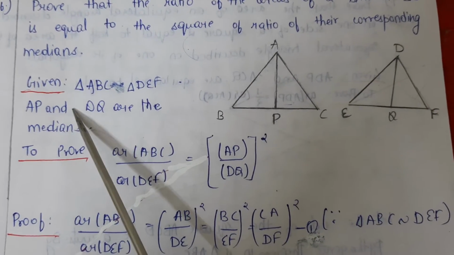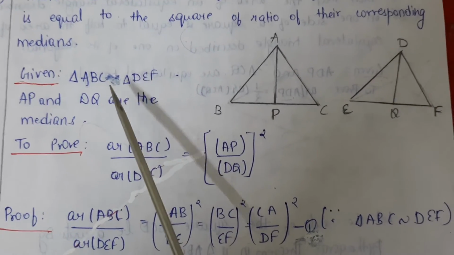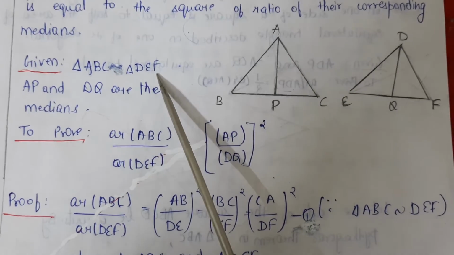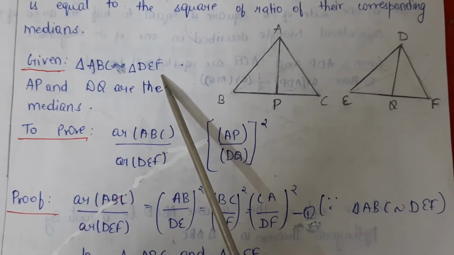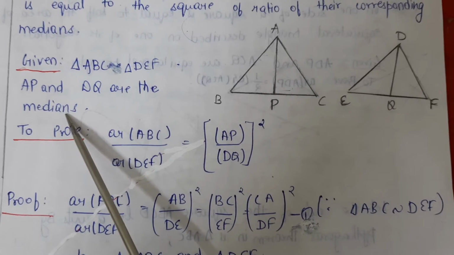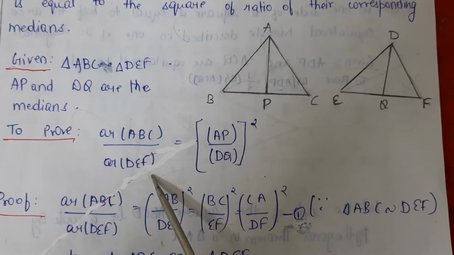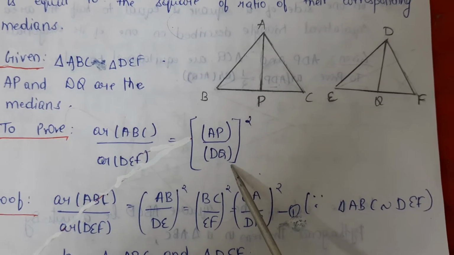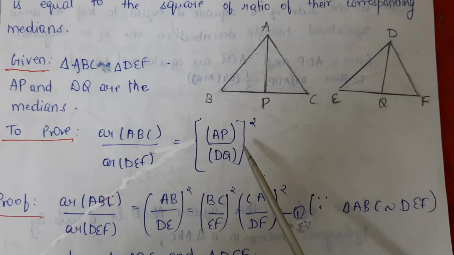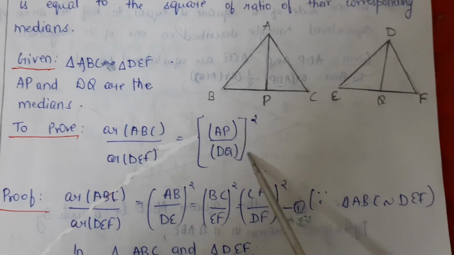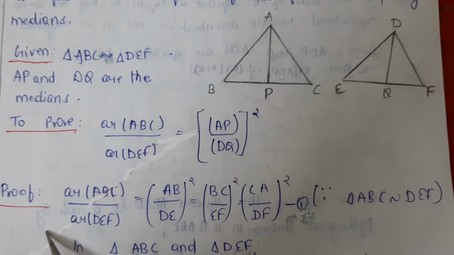Now let us write what is given in the question. Triangle ABC is similar to triangle DEF. This is what is given in the question. And AP and DQ are the medians. We have to prove area of ABC by area of DEF is equal to AP by DQ the whole square, the square of the ratio of the corresponding medians. Let us go to the proof now.